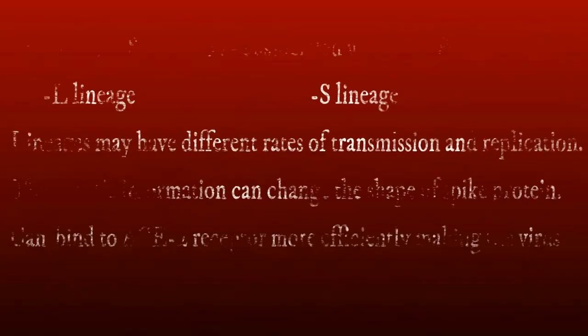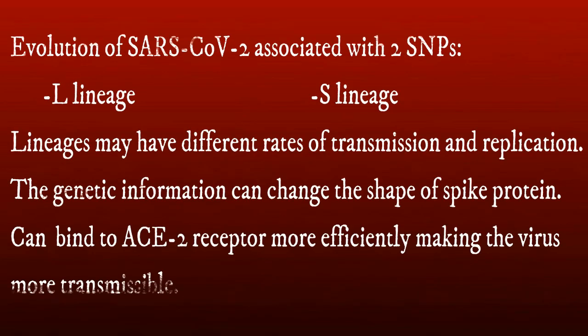Viruses are very well known for their ability to evolve in order to accelerate the process of getting into the host. Teams from the Peking University's School of Life Sciences and the Institut Pasteur of Shanghai have found that the evolution of SARS-CoV-2 is associated with two single nucleotide polymorphisms (SNPs) in the virus RNA strains, which are the S lineage and the L lineage. S is the minor and L is the major.